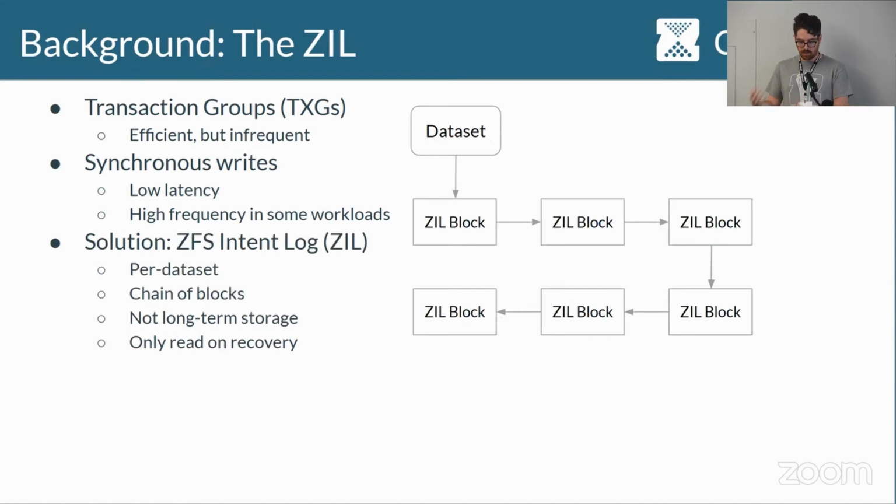It's a per file system or per dataset data structure that is a chain of ZIL blocks. And these ZIL blocks contain the synchronous writes and other operations that need to happen synchronously. And they're chained together. The ZIL is not a long-term storage solution. When you write data to the ZIL, that's not where it's going to stay forever. Data is only read from the ZIL when something goes wrong. So if there's a power outage or your kernel crashes or something like that, that's when we actually use the ZIL. Otherwise, the data gets synced out normally as part of a transaction group, and that location is where it will actually be read from in the future when the user wants to read that data.